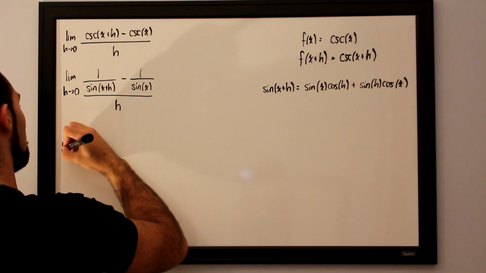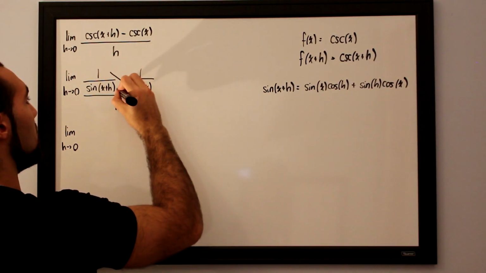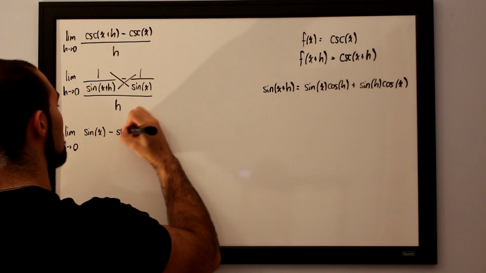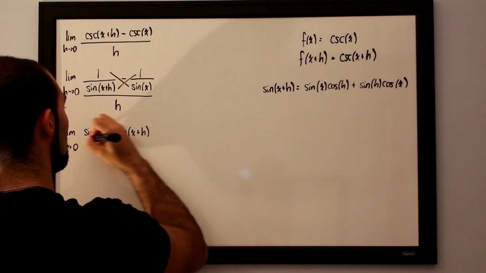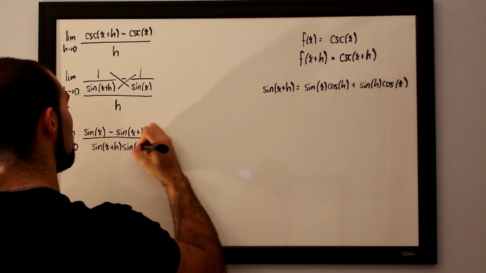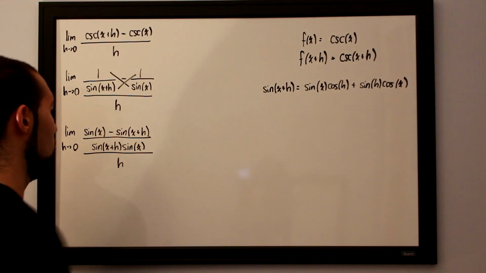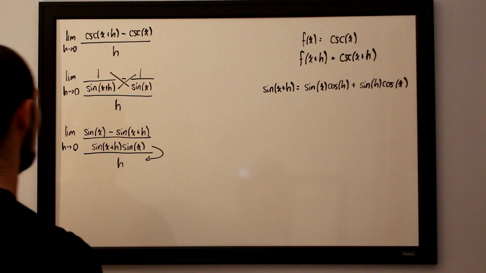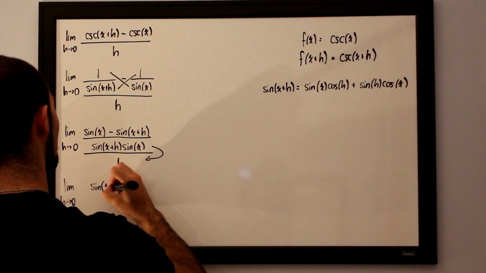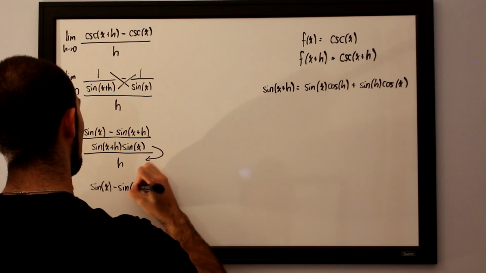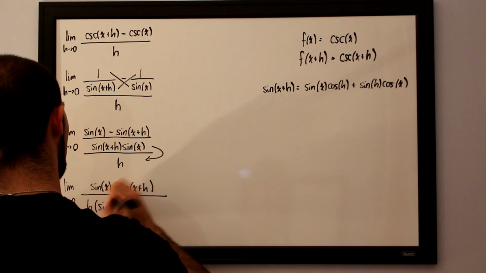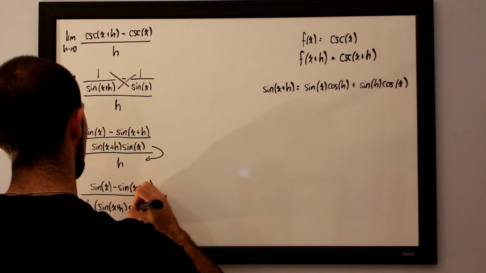So we want to take the limit as h approaches 0. We'll multiply this by sine of x and this by sine of x plus h. This will become sine of x minus sine of x plus h all over sine of x plus h times sine of x. All of this divided by h. Now we can drag this into the denominator. So we'll take the limit as h approaches 0 for sine of x minus sine of x plus h divided by h times sine of x plus h times sine of x.